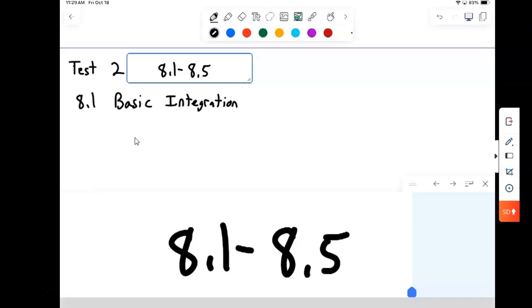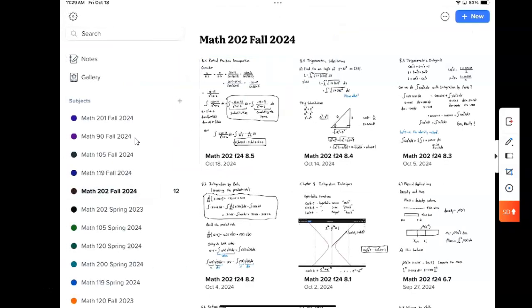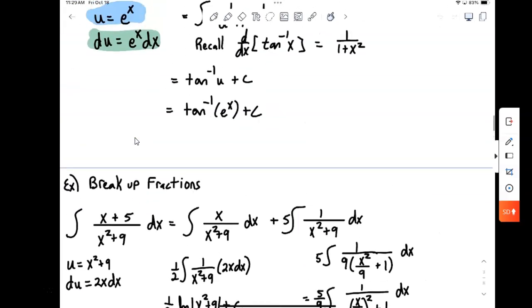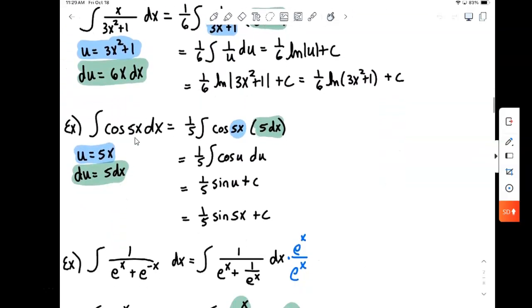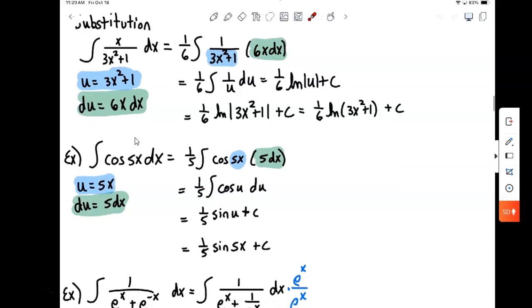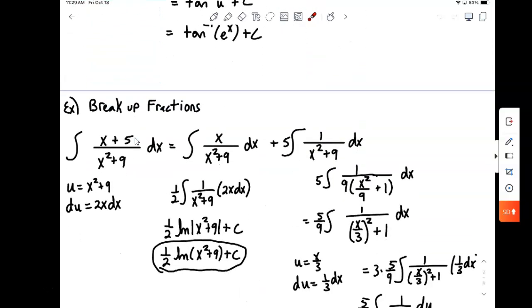But going back through the basic integration things we did back in 8.1, some of the things you can expect to see are some problems where you're doing some basic substitution. So you may have an example or two of that. We also had ones where we suggested breaking up the fraction and working the problem out that way.